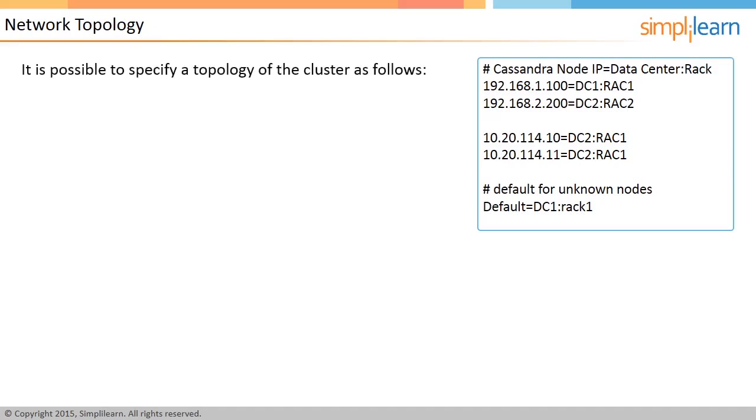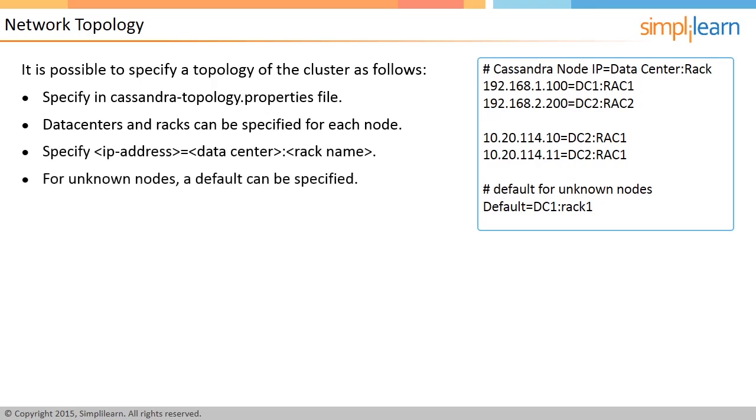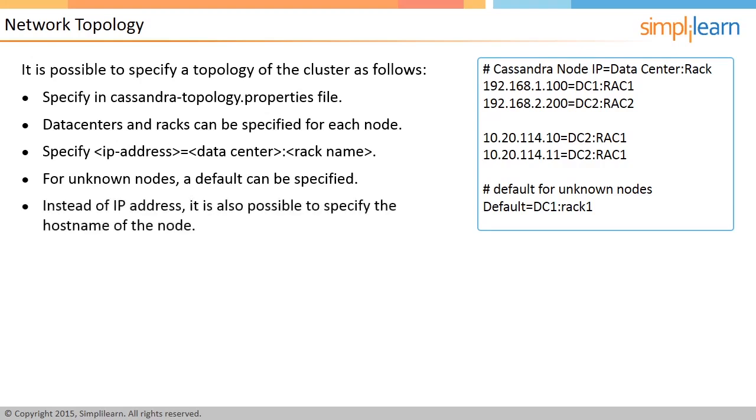Network topology refers to how the nodes, racks, and data centers in a cluster are organized. You can specify a network topology for your cluster in the Cassandra-topology.properties file. Your data centers and racks can be specified for each node in the cluster. The format is a list of lines, with each line specifying the IP address. For unknown nodes, a default can be specified. You can also specify the host name of the node instead of an IP address.